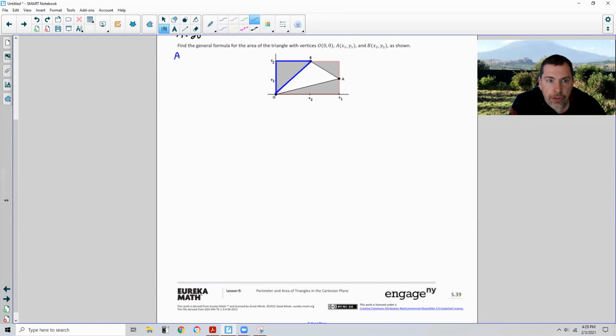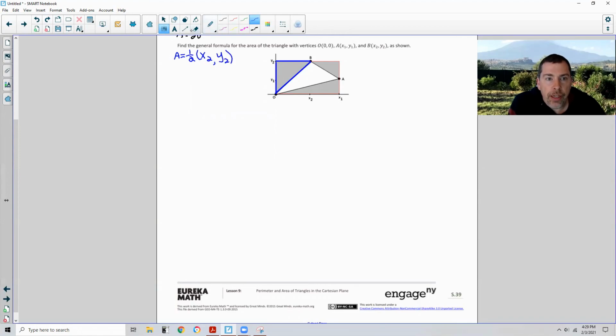What is the area of this triangle? Well, the area of a triangle equals 1/2 its base times its height. The base is a length from 0 to x sub 2, and the height is from 0 to y sub 2, so that is a length of y sub 2. So there's the area of the blue triangle: 1/2 x sub 2 times y sub 2.